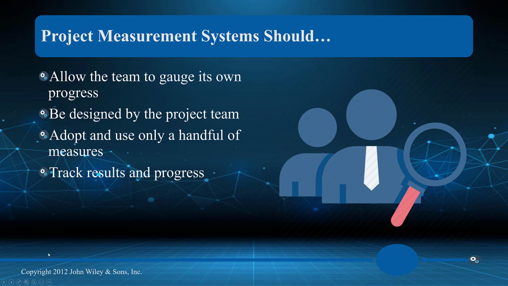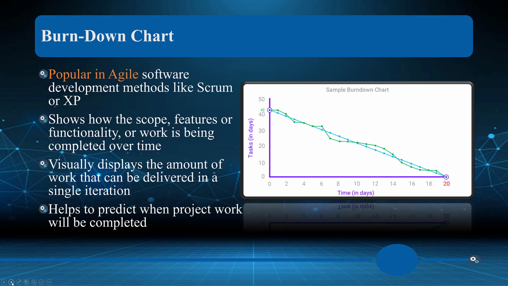So adopt and use only a handful of measures. Again, we don't want to over-measure, just like we don't want to over-scope. We want to track the results and progress. We can do that with Excel, which means we can measure now. We can get a sampling like you see here in this burndown chart. So in Agile, the idea of burn down, as you can see, we have two things here: the straight line is what was estimated our burn down to be, and then the curved line is our actual burn, okay? So as you can see, we had high expenses at the start, then they kind of lowered underneath. All in all, if we average it out, that's where we should be. It shows the scope, the features, of functionality of the work being completed over time.